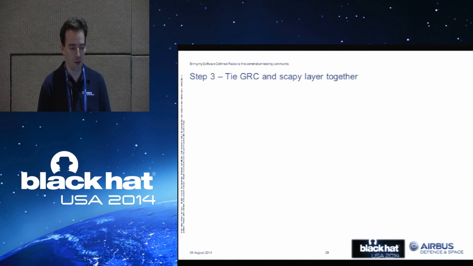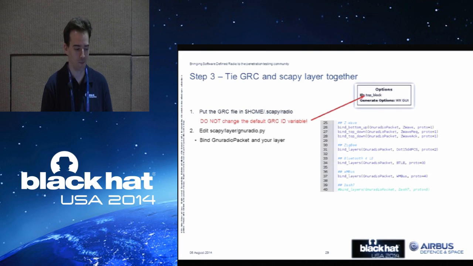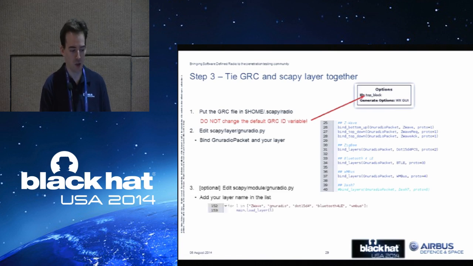Then you have to tie together the GRC and Scapy. You just put your GRC in your home directory, .scapy/radio, and that's all. The tool will find it. But for that, do not change the top_block value, which is the default one for your graph name, because the tool will rely on that. You then edit scapy/layers/newradio.py, and you bind the layers together. Optionally, you can add your protocol in the list. It's just for auto-loading, but it's not necessary. You update the install of Scapy, and of course, don't forget to send us a pull request for your contribution.